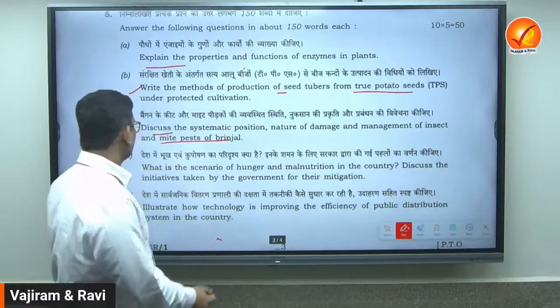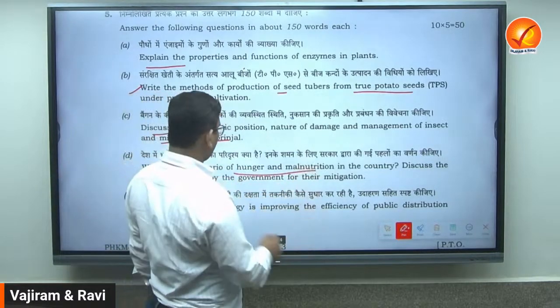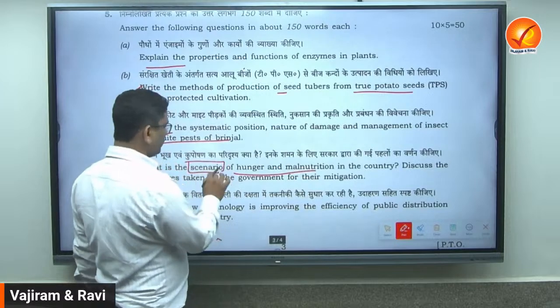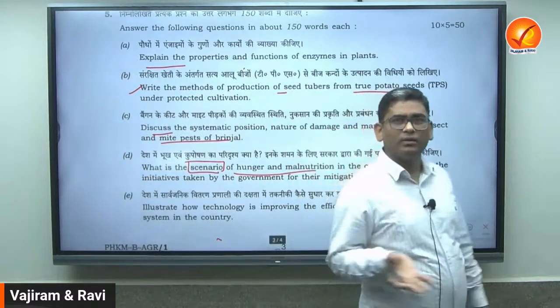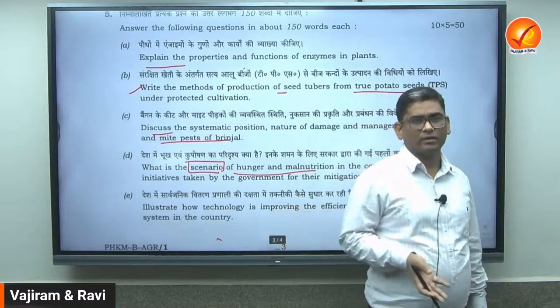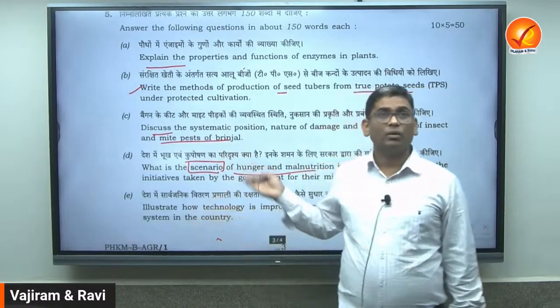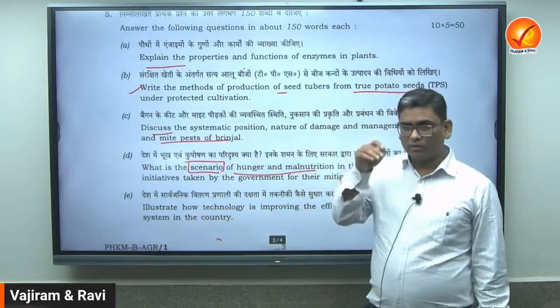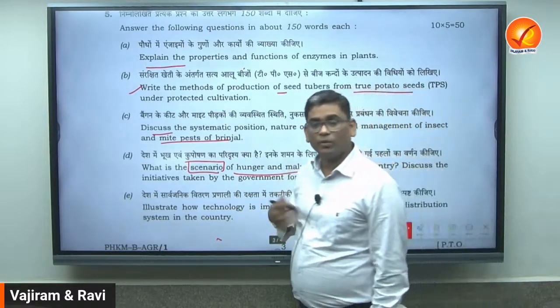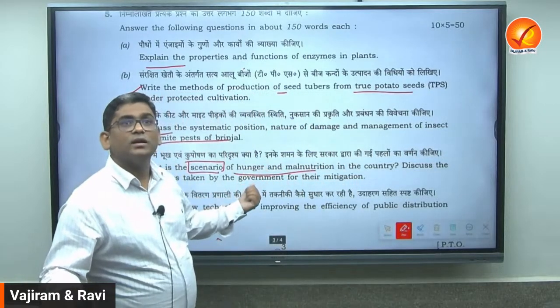Next is: what is the scenario of hunger and malnutrition in the country. They are asking about the scenario, so you can write about the Global Hunger Index and India's rank, I think 115 out of around 125 countries, so it is a very poor rank. Then the Multidimensional Poverty Index may be one of the parameters about hunger. You can also give the malnutrition rate in India, how many people are malnourished, okay.